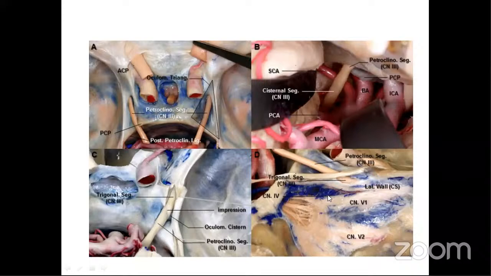Then in the fourth picture, the same thing is demonstrated, but now the walls of the cavernous sinus are removed. We can appreciate that we have the oculomotor nerve here in the lateral wall of the cavernous sinus with the trochlear nerve here in the lateral wall as well, and then the ophthalmic division of the trigeminal nerve. We can see Bürgener's nerve here with the internal carotid artery inside the cavernous sinus.